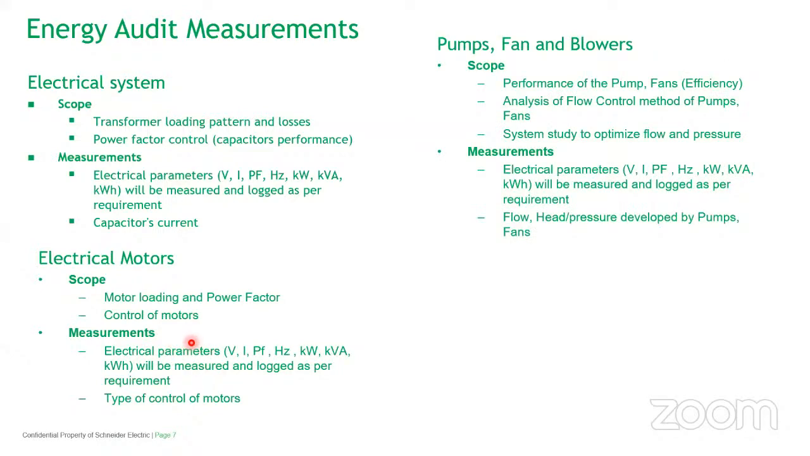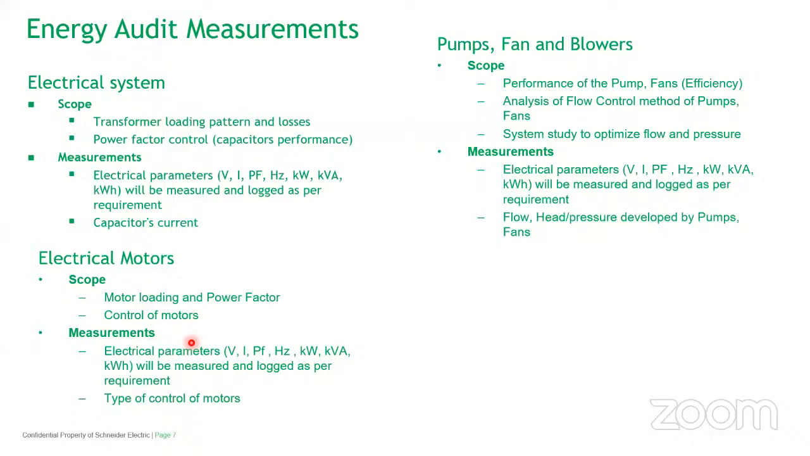Then come pumps, fans and blowers. Pumps are used for water circulation, or any liquid circulation, and fans are used for air circulation. So the efficiency of these fans and pumps is very important. We should know how the flow control happens, the mechanism for pump flow. Again, your affinity laws come into the picture, like how to improve the pump flow rate.